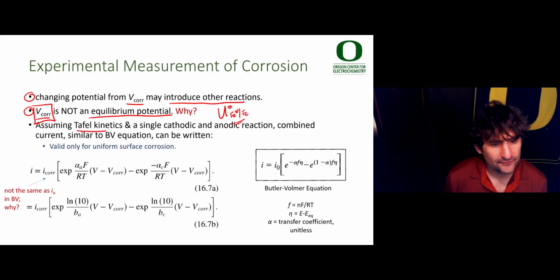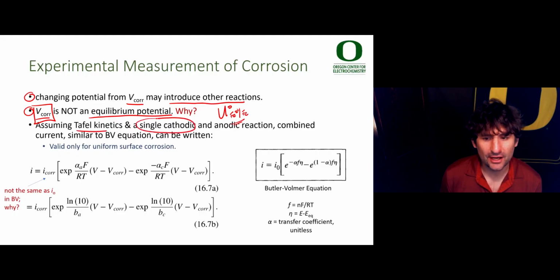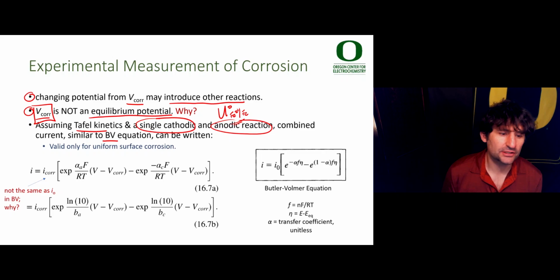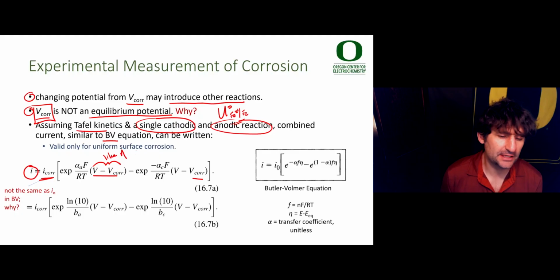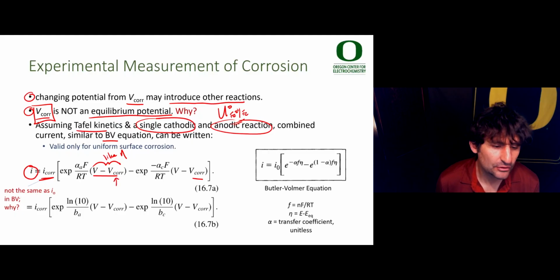Now, if we assume Tafel kinetics for each single cathodic and anodic reaction, we can write something that looks like the Butler-Volmer equation, but is not. It is actually a corrosion equation that describes how the total current depends on the corrosion current at V corrosion and the deviation from V corrosion. So this has a form that's like the overpotential in Butler-Volmer, but note it's not the overpotential, it's the deviation from that mixed potential, that corrosion potential.